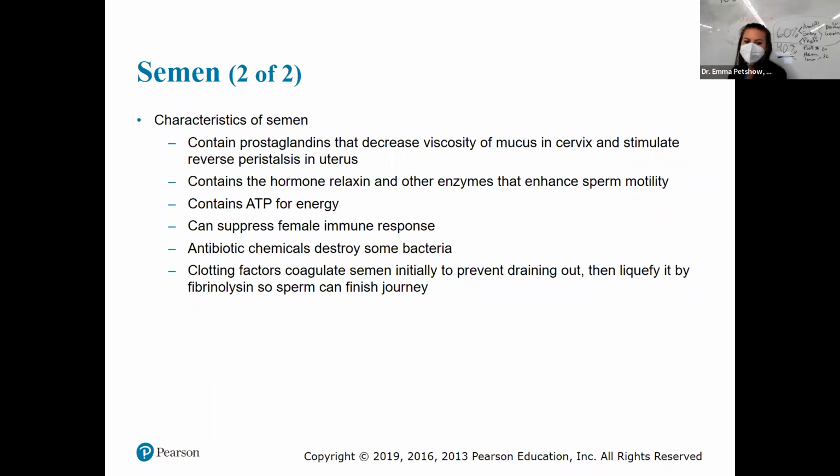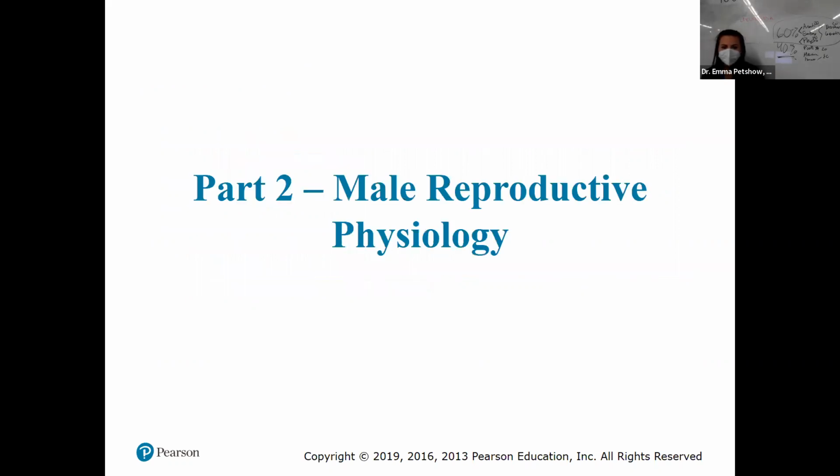Most common question I get is, can ATP production, energy production, occur in semen? The answer is yes, because fructose is present. So their ATP energy is present in that fluid.